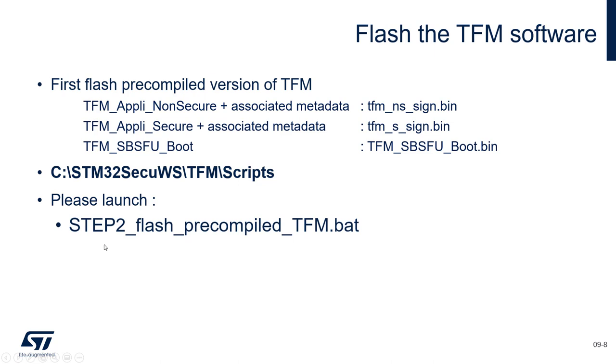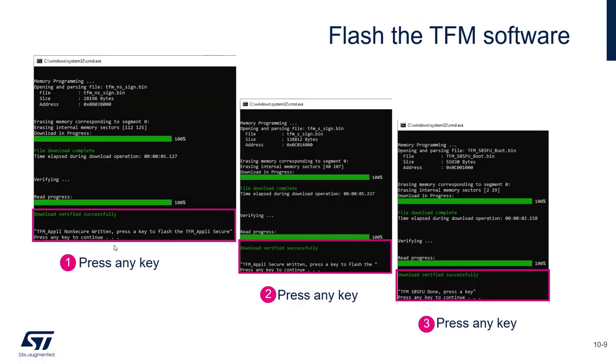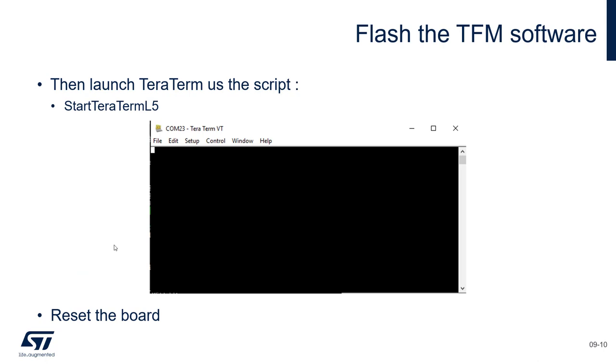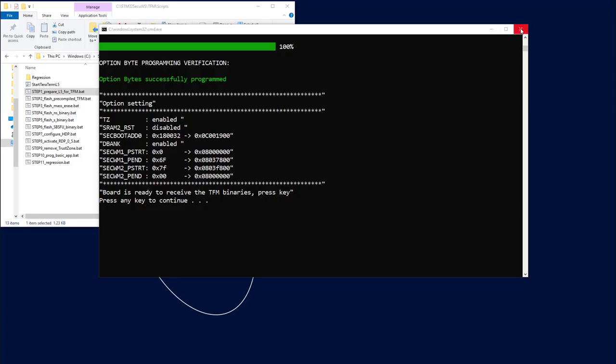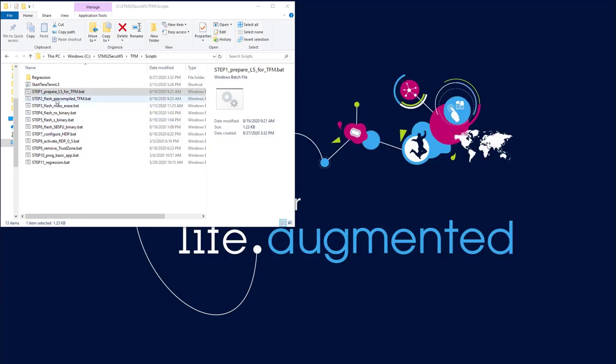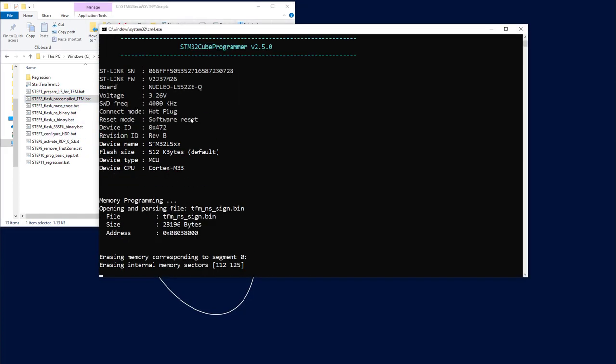So we will launch step two to flash this pre-compiled version. We will check those traces together. Then we will launch TeraTerm, push the reset button, and we should see the TFM traces on TeraTerm. So I can close this window. Let's flash the pre-compiled version.